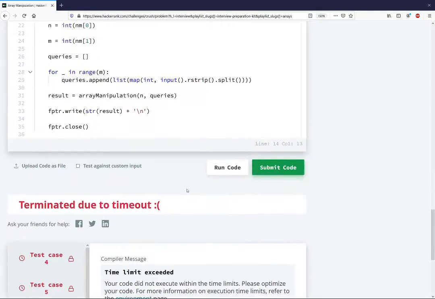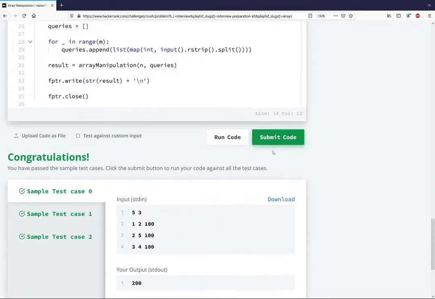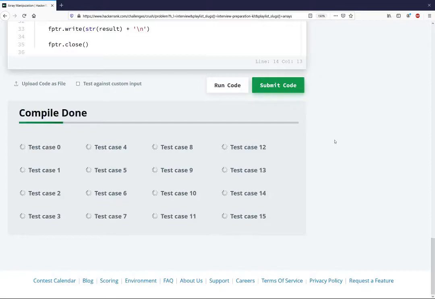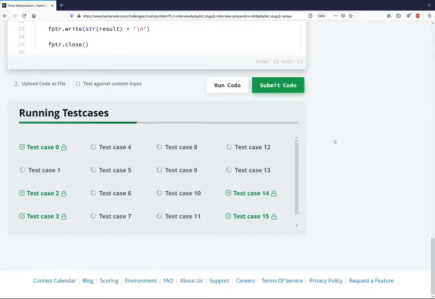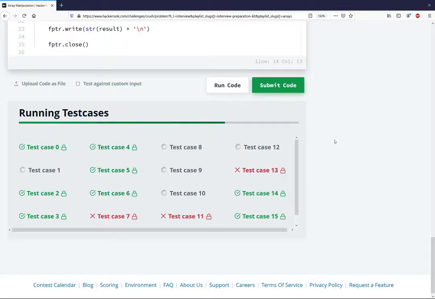Let's just try this. I know this is not going to be good enough, but I'm just curious about this. Okay, so yeah, it seems to work. Surprisingly, I didn't do an off-by-1 error. And we're still having issues. Okay, so we have a pretty good idea that this is not going to work. Oh, it's actually working for some of these cases. But yeah, it's still going to time out.